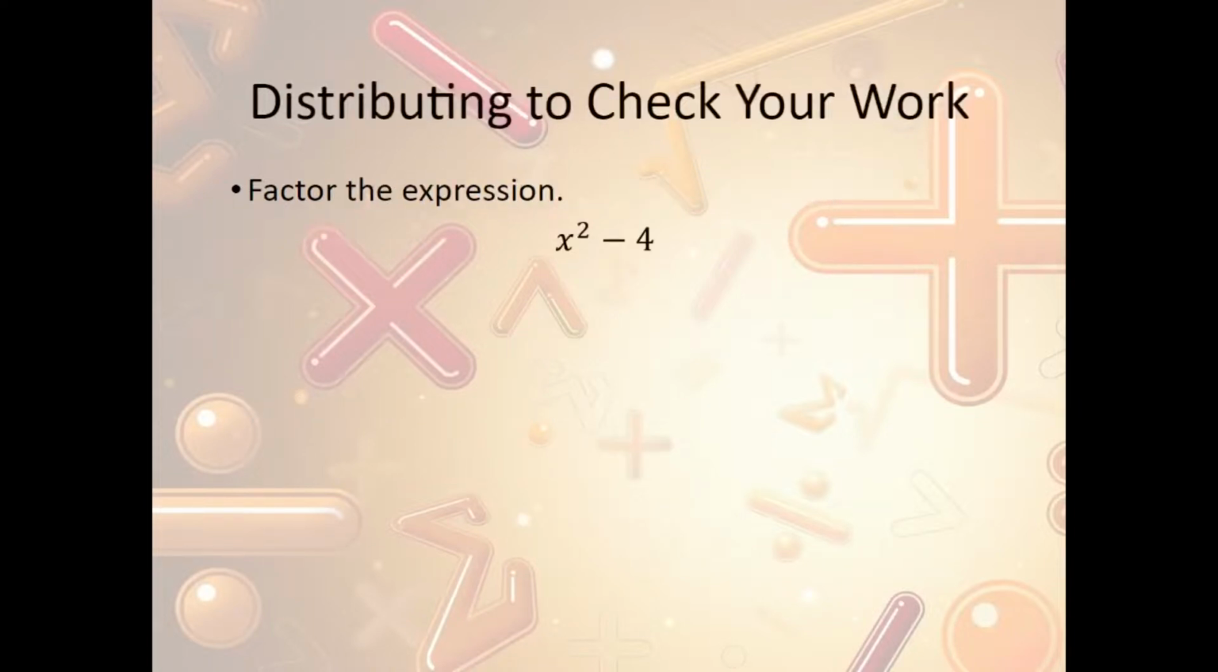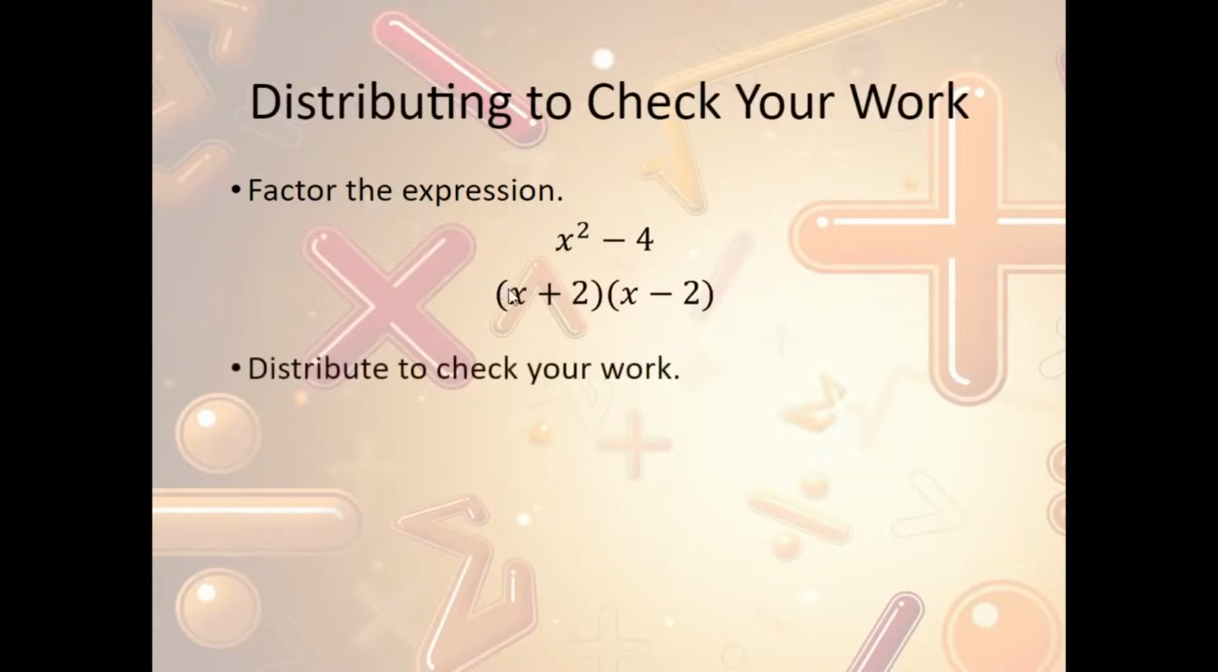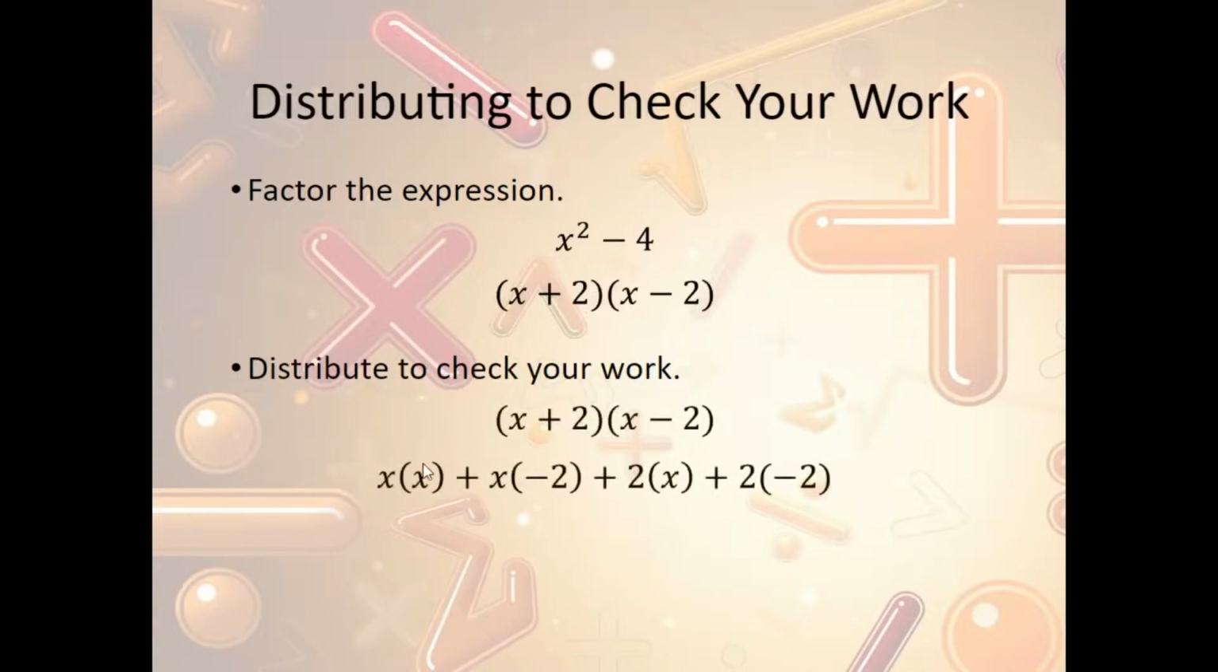So let's check our work by distributing. So we said that x squared minus 4 is equal to x plus 2 times x minus 2. Well, let's go ahead and distribute this and see if it works. So we're going to multiply x times x and x times negative 2, and then 2 times x, and then 2 times negative 2. So we get x squared here minus 2x plus 2x minus 4. We combine our like terms. Negative 2x plus 2x is just 0, so this becomes x squared minus 4. So we did it correctly.